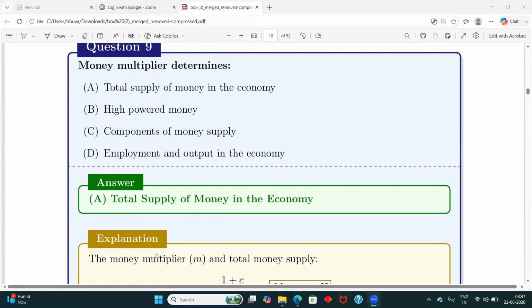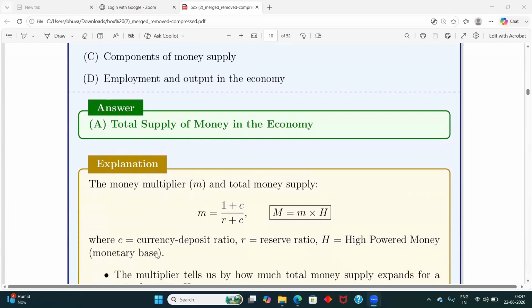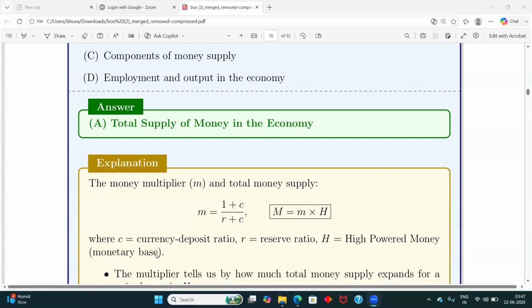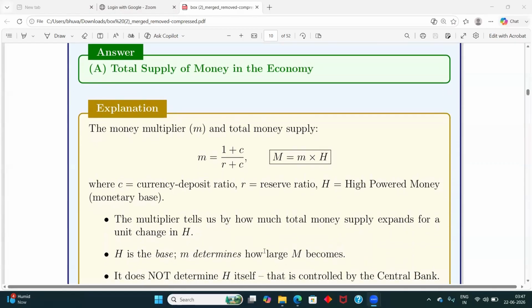This is a true fact. When we calculate the money multiplier and its components like currency deposit ratio and reserve ratio, this determines how much money supply there is in the economy. So let's see the money multiplier formula. Small m is equal to (1 + c) divided by (r + c). Here small c is the currency deposit ratio, small r is the reserve ratio, and capital H is high powered money. This is also known as the monetary base. The multiplier tells us how much the total money supply expands for a unit change in high powered money.